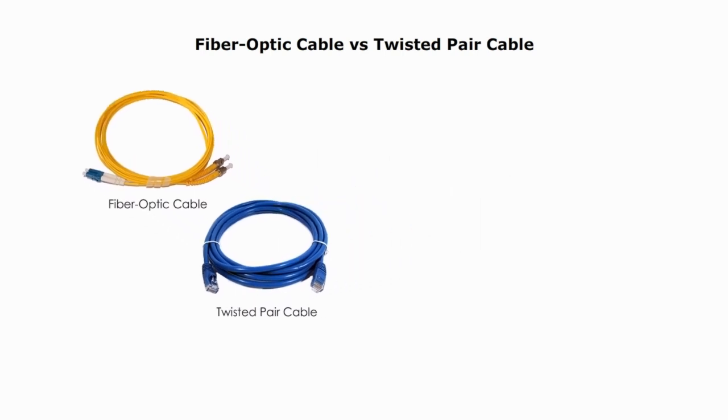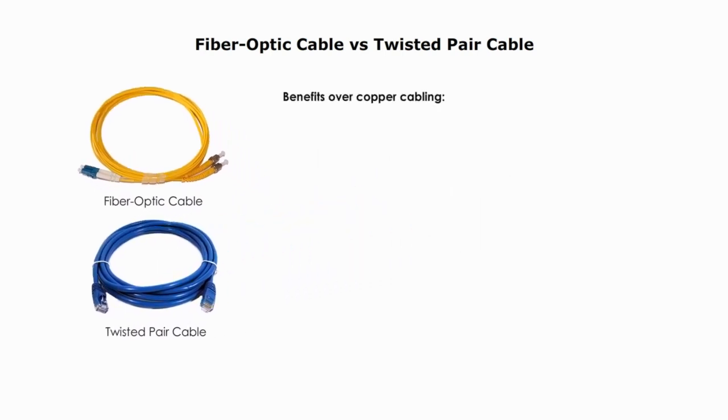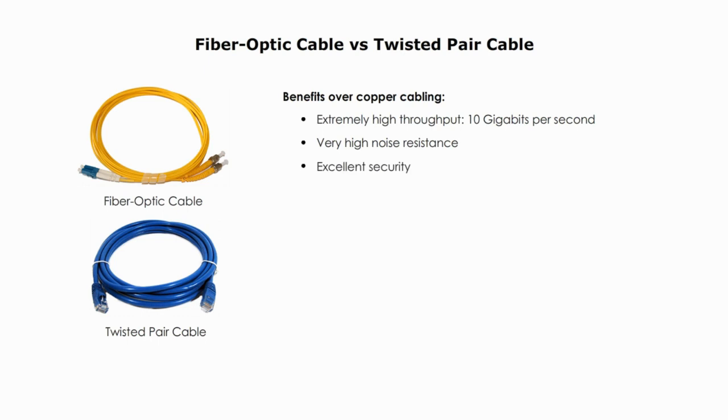Now let's compare the fiber cable with the twisted pair cable. There are many benefits over copper-based twisted pair cable. They can provide extremely high throughput, like 10 gigabits per second, are highly noise resistant, have excellent security, and are able to carry signals for longer distances.